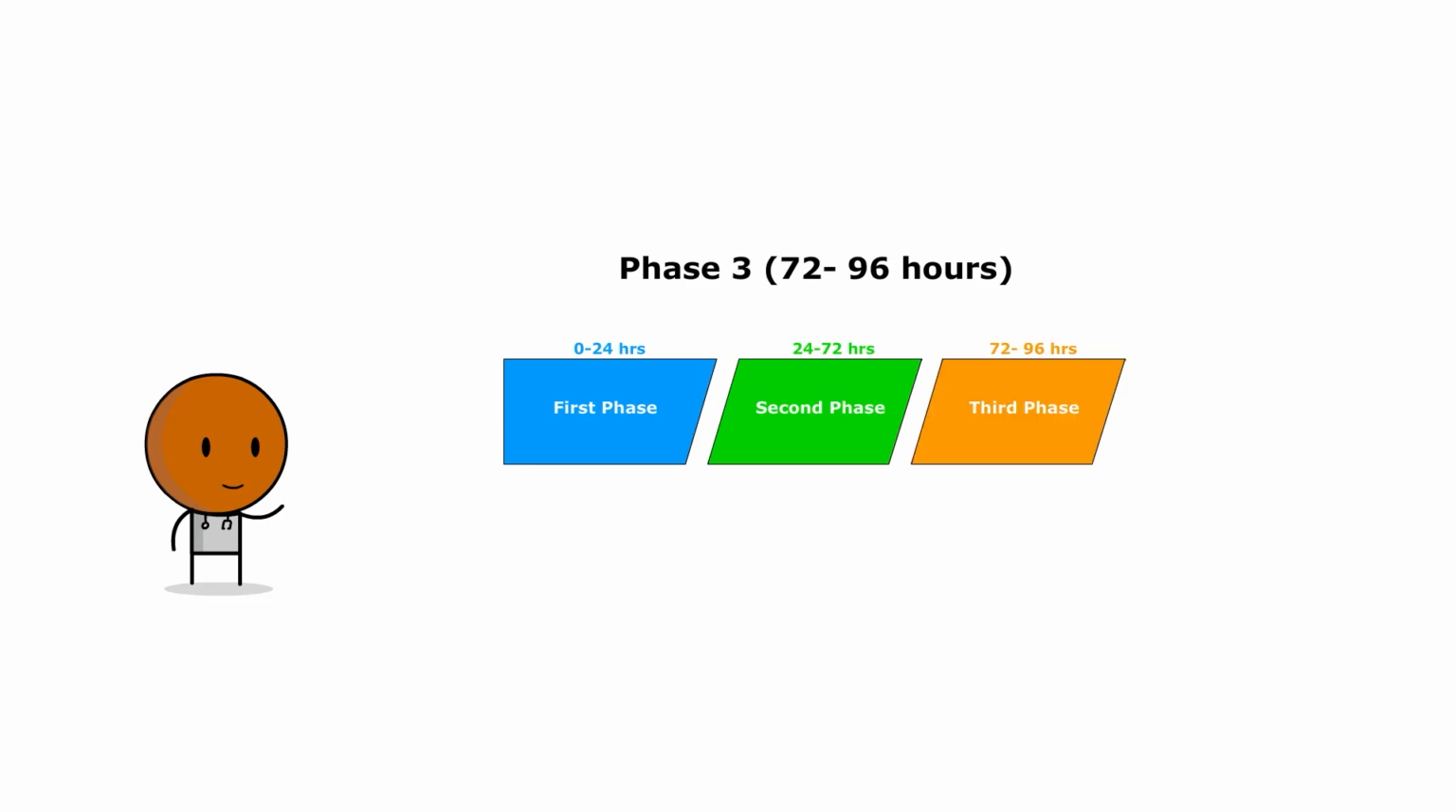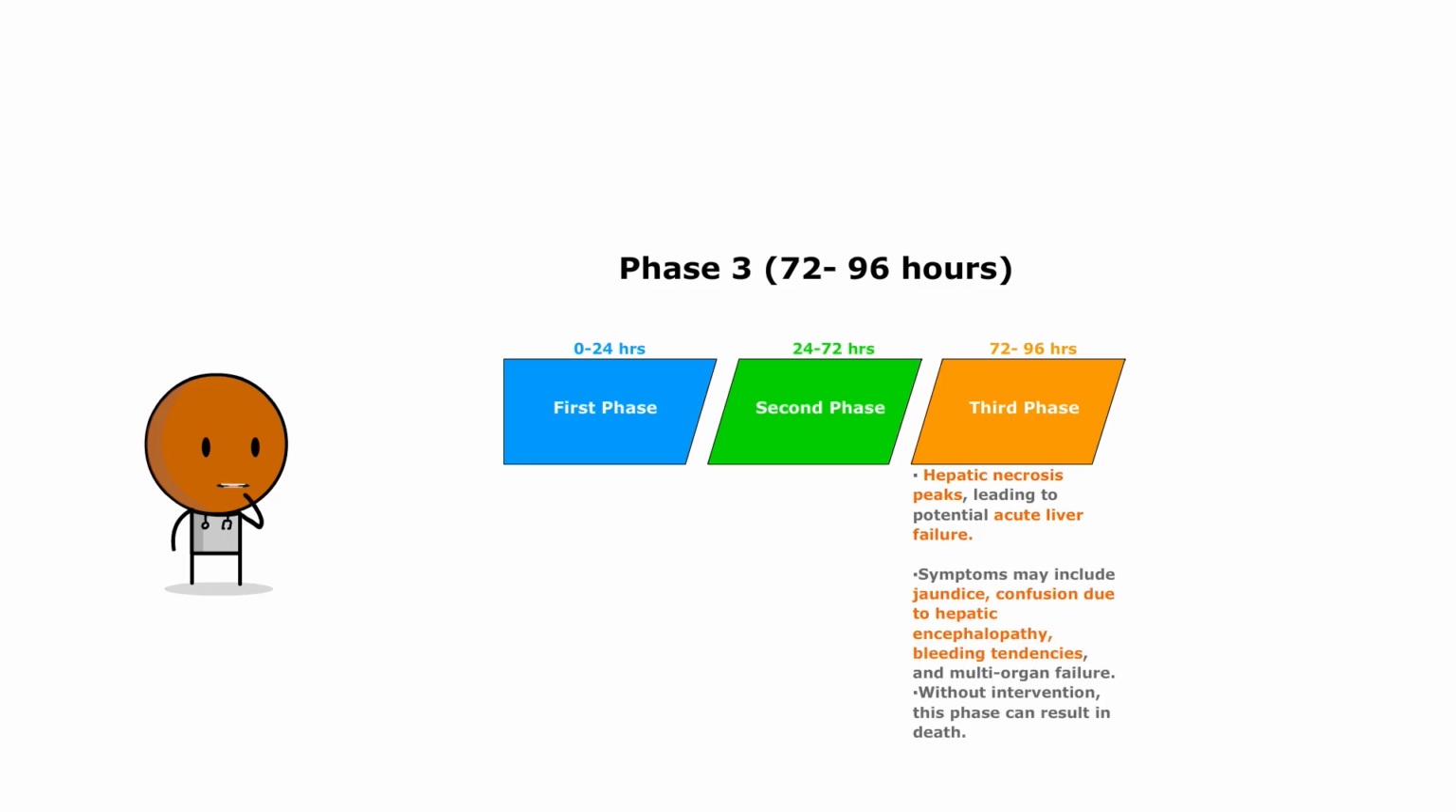In phase 3, 72 to 96 hours, this is the critical phase where hepatic necrosis peaks, leading to potential acute liver failure. Symptoms may include jaundice, confusion due to hepatic encephalopathy, bleeding tendencies, and multi-organ failure. Without intervention, this phase can result in death.